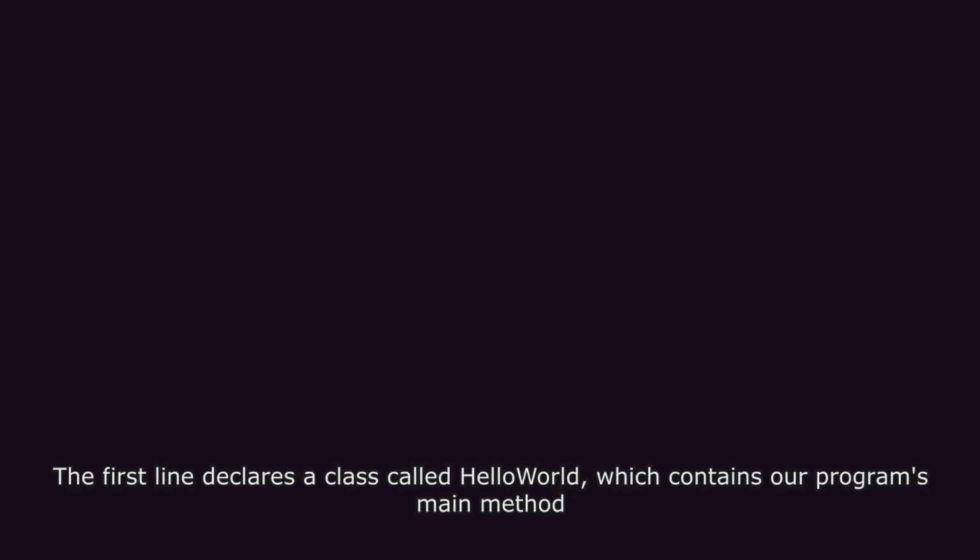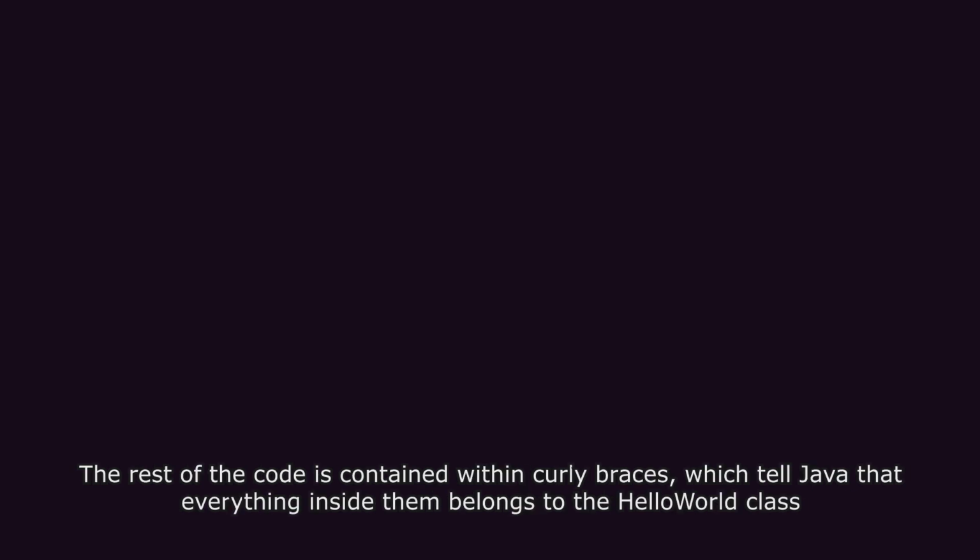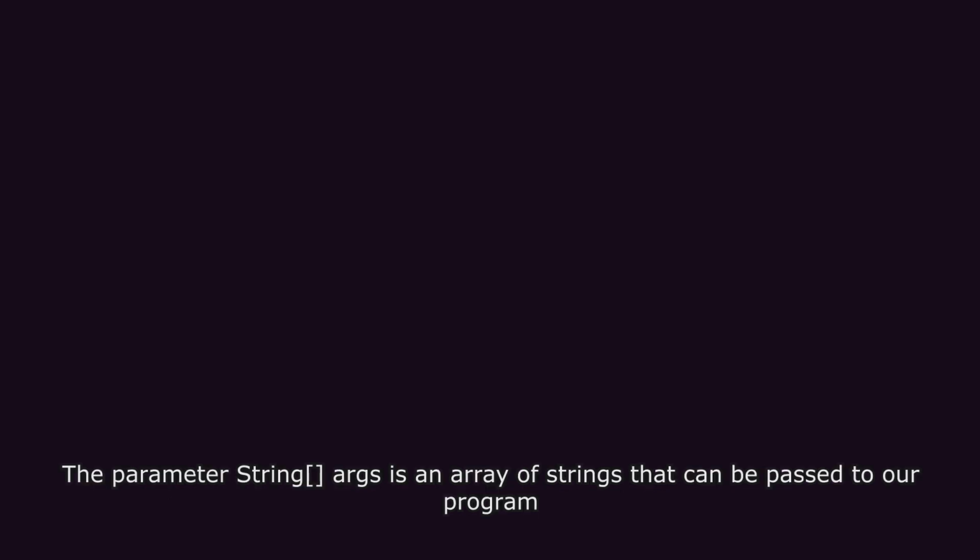Let's go over what we just wrote. The first line declares a class called HelloWorld, which contains our program's main method. The rest of the code is contained within curly braces, which tell Java that everything inside them belongs to the HelloWorld class. The main method is where our program begins executing. The parameter String[] args is an array of strings that can be passed to our program.